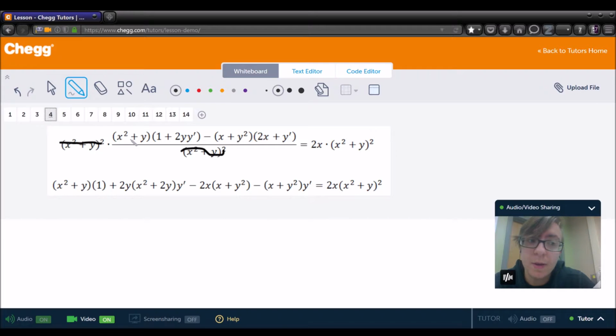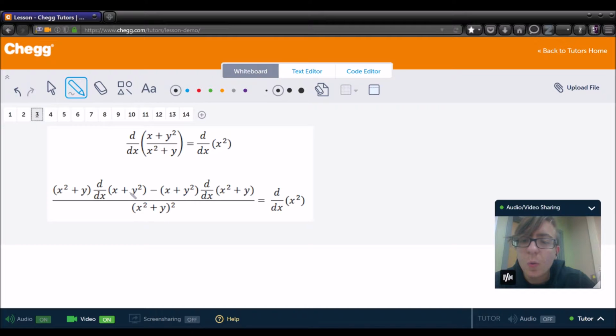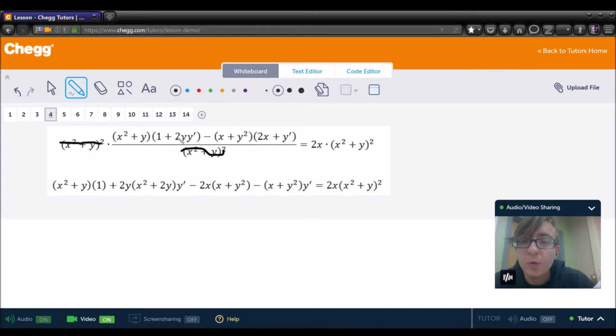But let's talk about the top now. So we have x squared plus y. This was left alone because we weren't taking the derivative. Then we have 1 plus 2y y prime. We had x here, and there was only one x, so you'll have a 1 here. Then we had y squared, so you bring down the 2, and then you have y. And because you need to take the derivative of the inside, you have y prime. And then minus x plus y squared, and that's being left alone here as well. And then we have 2x plus y prime.